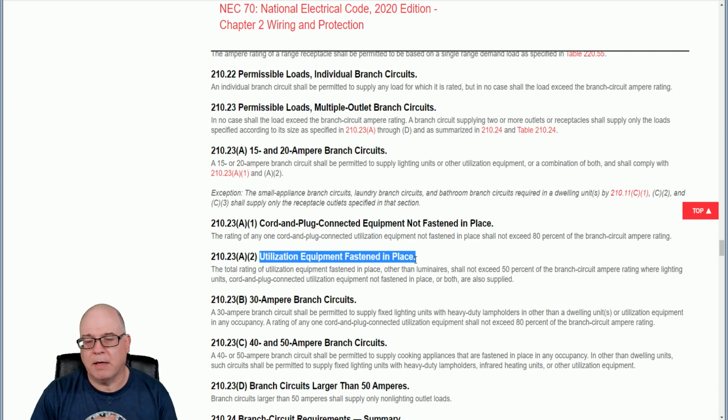Then I'm going to have to limit the size of that utilization equipment that is fastened in place on that branch circuit, okay? And it's a lot you have to think about, because you might end up saying, well, I can't do it now. So I might have to run an individual branch circuit just to this utilization equipment that's fastened in place, because it would originally been shared with a branch circuit that has these other things, but now I can't put the load that I need on this branch circuit because of those limitations. So let's look at it right here.